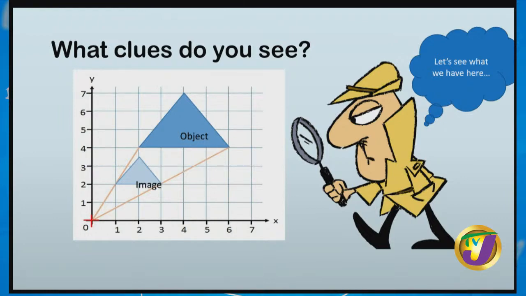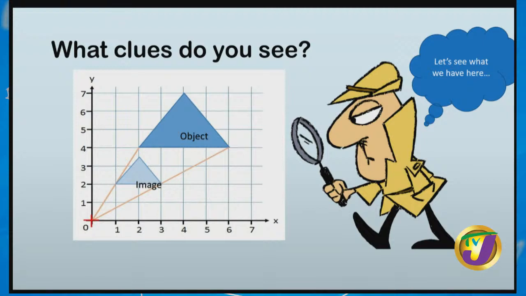And also, if we look at the image, the base of the triangle, the image, is 2 units, the length of that line segment. And the object base line segment is 4 units. So these are also proportional. As you said earlier, the object is the original and the image is your result after the transformation.